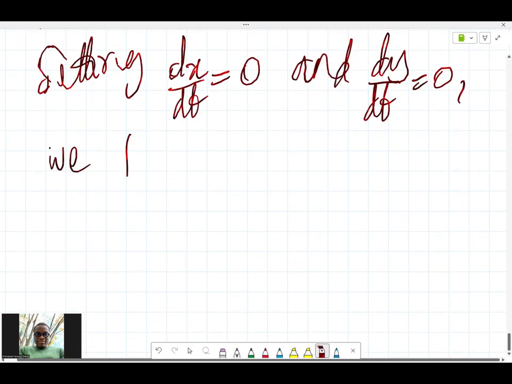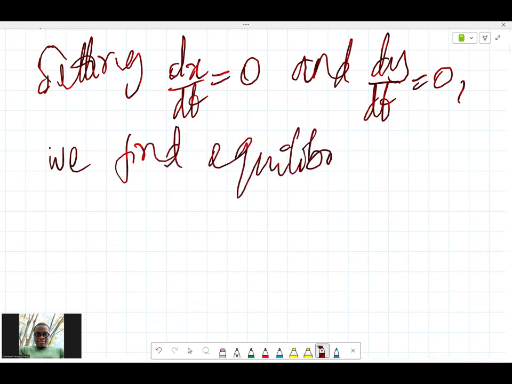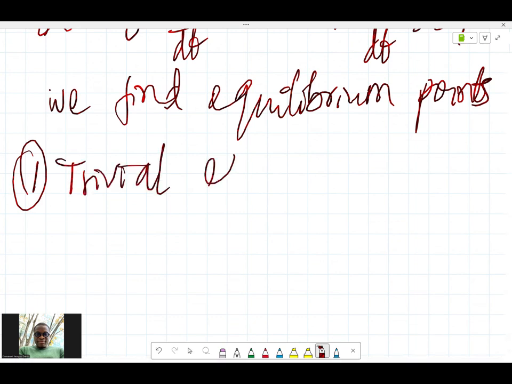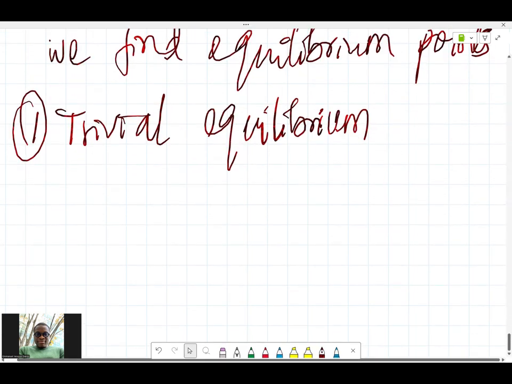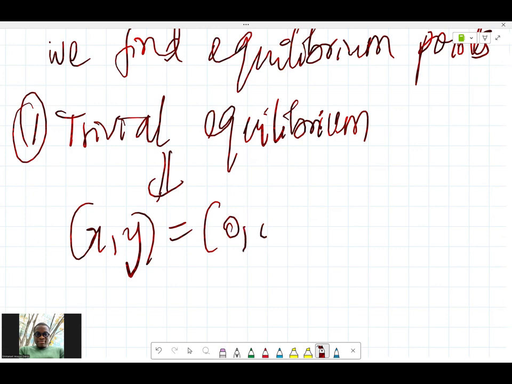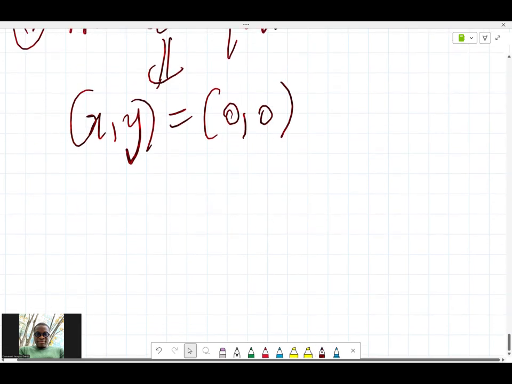So we find equilibrium points as follows. We have a trivial equilibrium. The trivial equilibrium is that place where there is extinction, where the two species X and Y both go to 0. They are both 0. If you solve that, you find that.